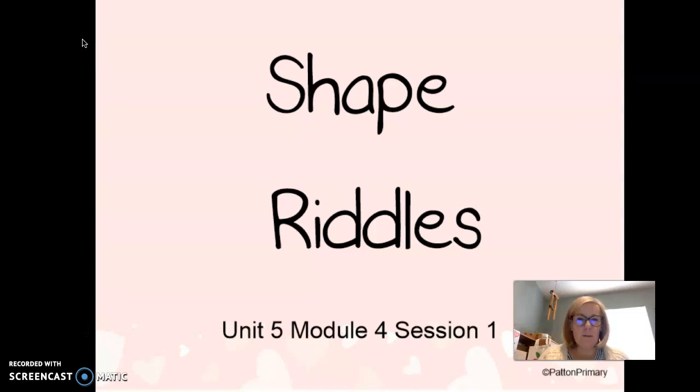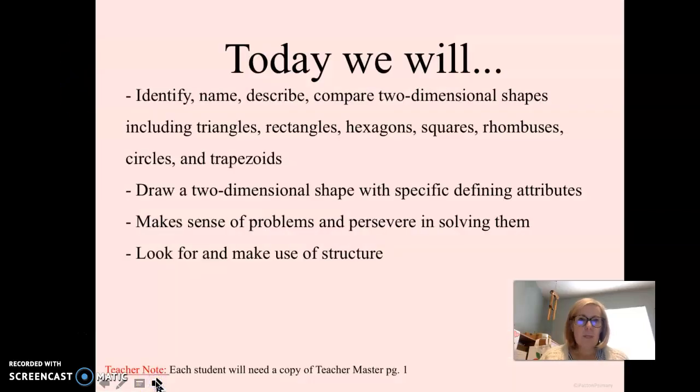Shape Riddles, Unit 5, Module 4, Session 1. Today we will identify, name, describe, compare two-dimensional shapes, including triangles, rectangles, hexagons, squares, rhombuses, circles, and trapezoids. Draw a two-dimensional shape with specific defining attributes. Make sense of problems and persevere in solving them. Look for and make use of structure.